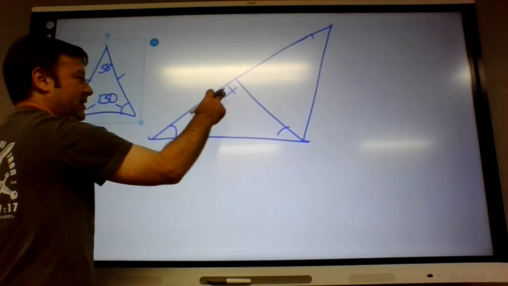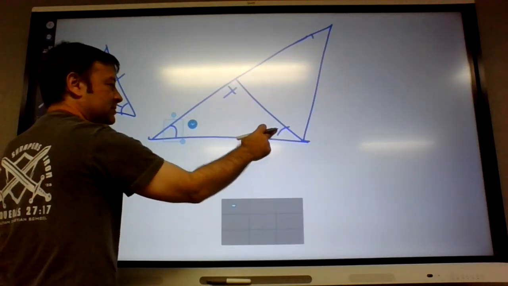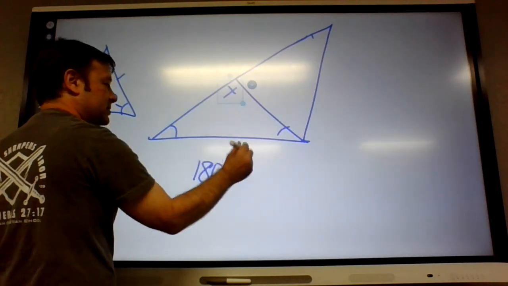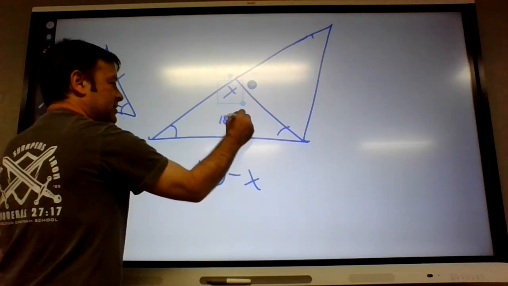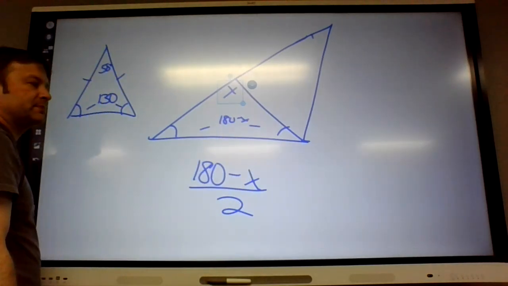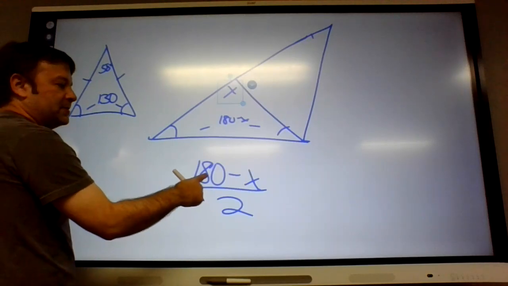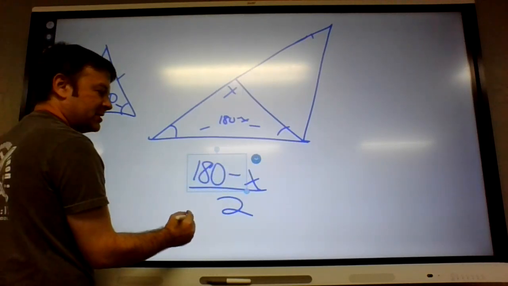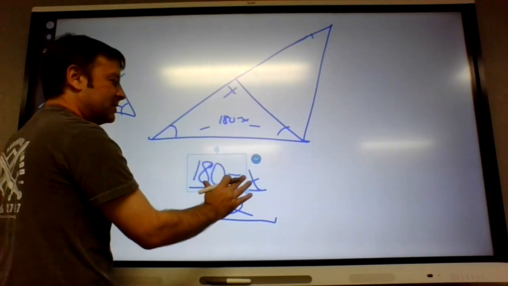So if this is X, how do I find these two? You do 180 minus X, and then that has to be split up between those two, so this divided by 2. Now, you can't just divide one of these by 2, they're really both divided by 2, so it doesn't really simplify very well, so we're just going to leave it like that.